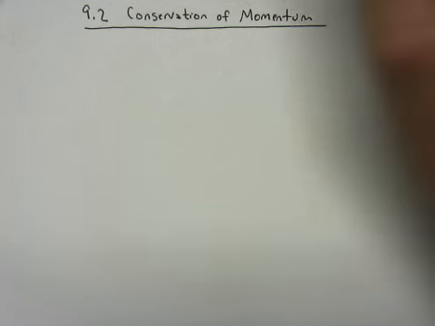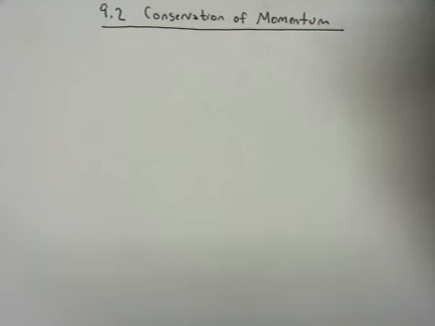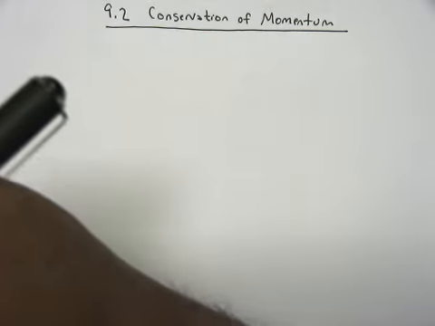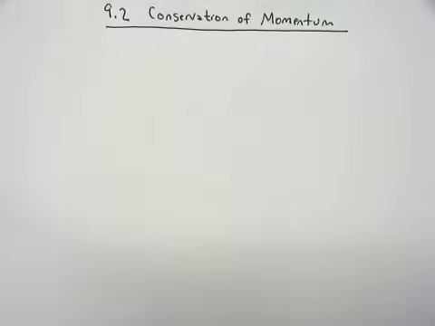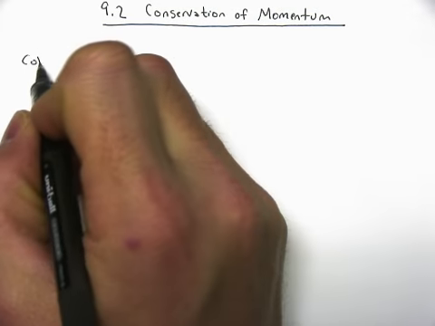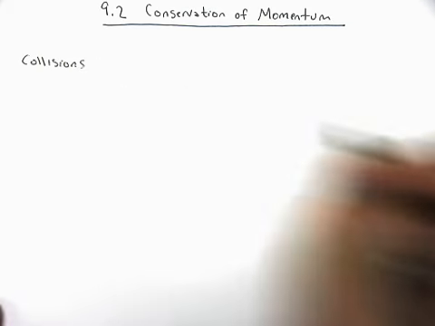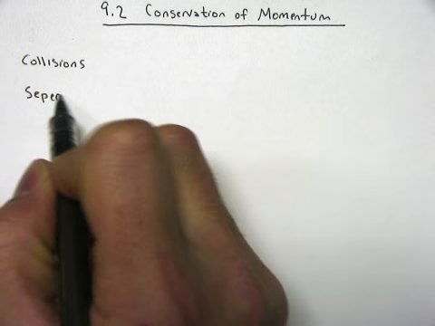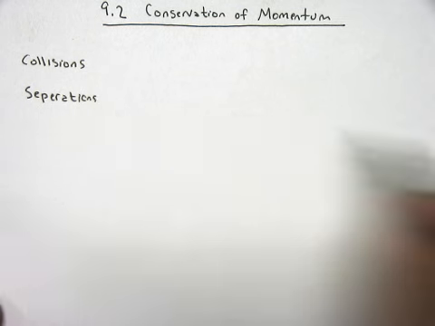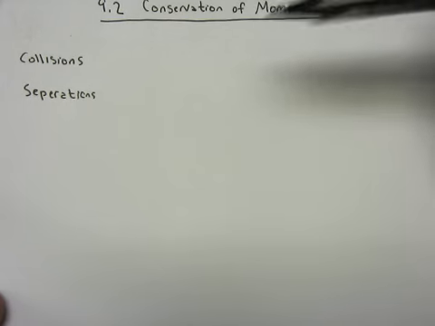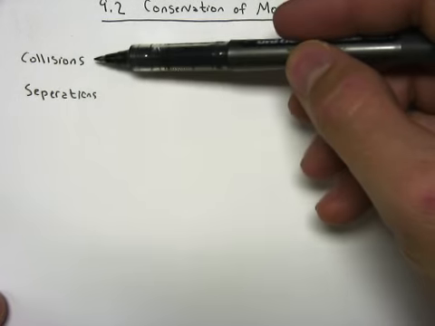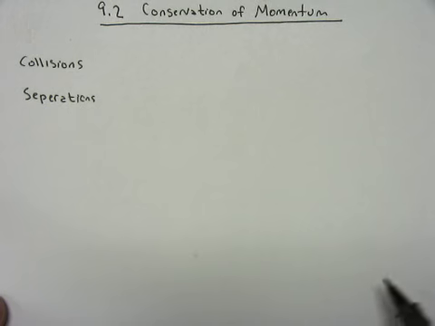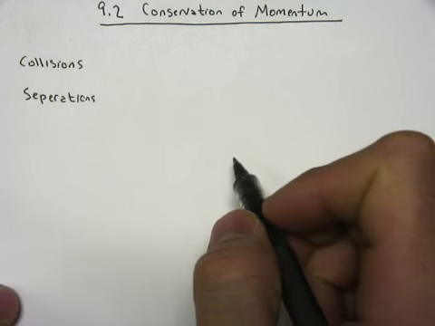All right, the topic of today's lecture is conservation of momentum, section 9.2 of your book. Conservation deals with mainly things that collide and things that separate, so collisions and separations. Now, momentum is always conserved whenever things collide and whenever things separate, if and only if a couple of things are true.